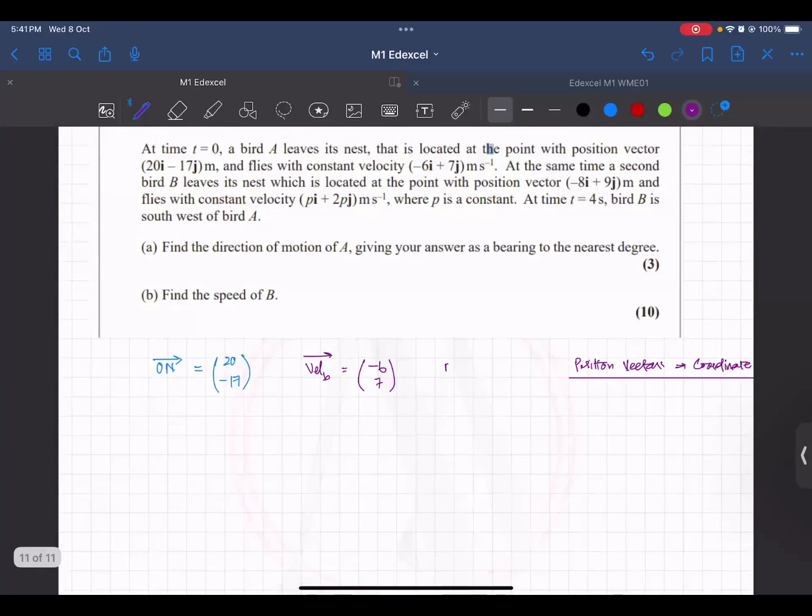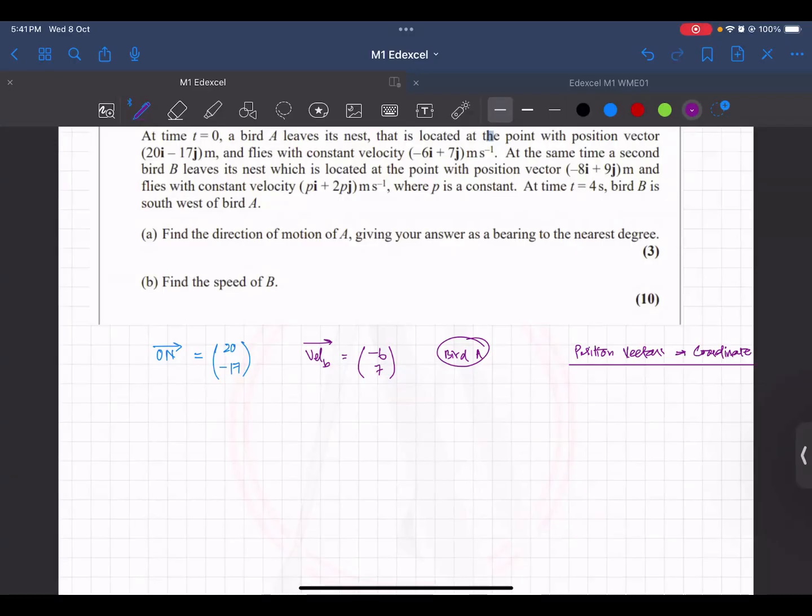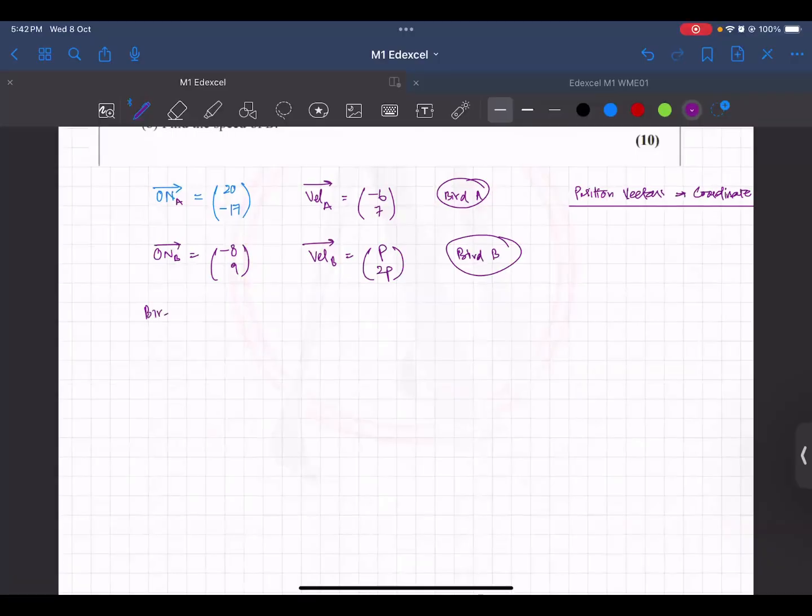At the same time, a second bird B leaves. So this is bird A. Another bird leaves its nest, which is located at the position vector OB, which is (-8, 9), and flies with a constant velocity. This is the velocity of A, and this is the velocity of bird B: (p, 2p), where p is a constant. At time 4, bird B is southwest of bird A. Now this is a very interesting question. At time 4, this is bird B. Bird B is southwest of A at time 4.